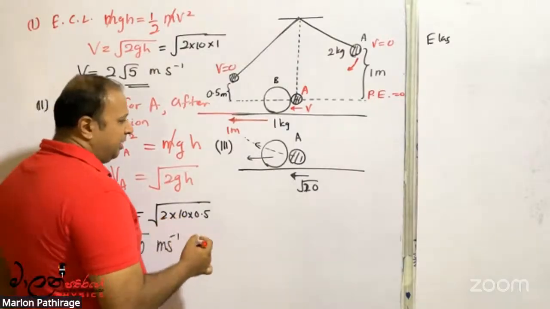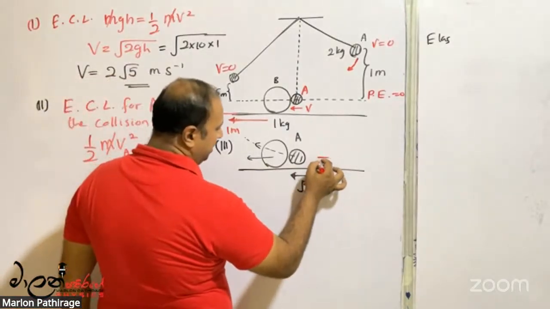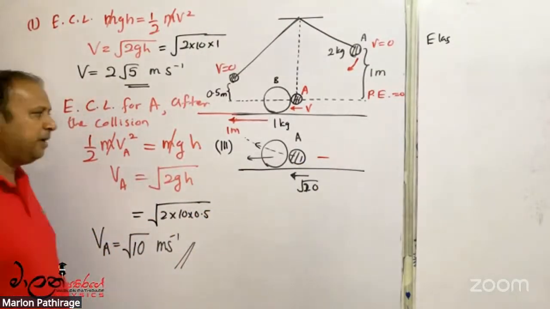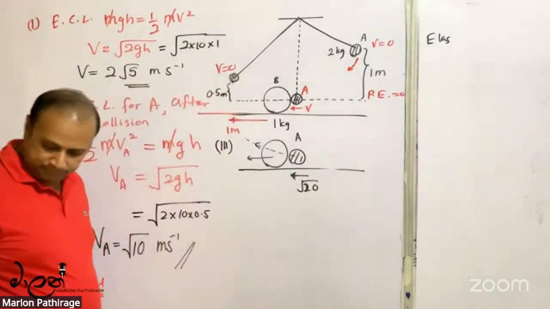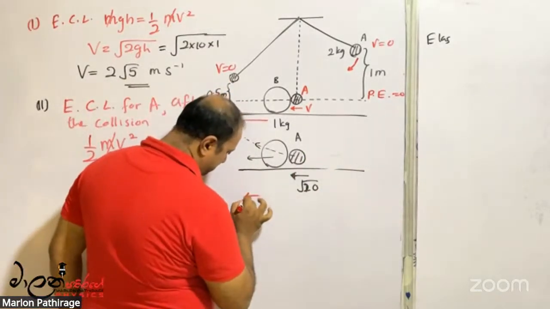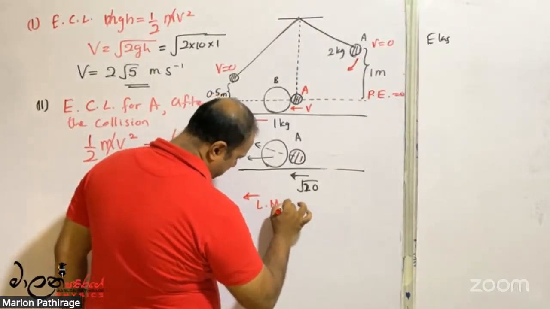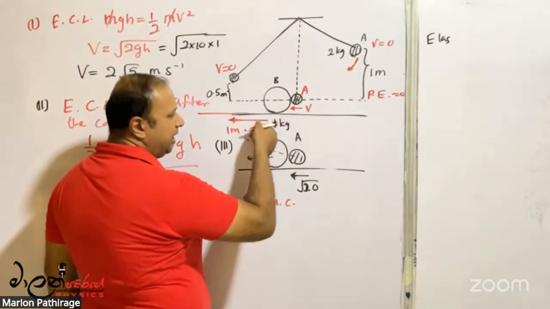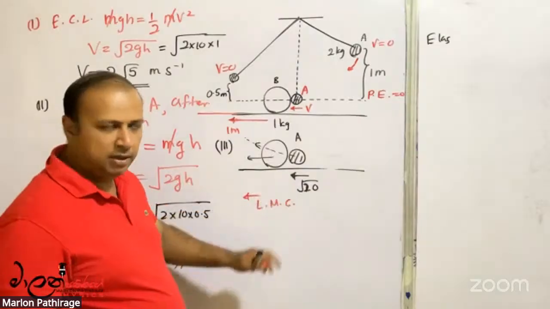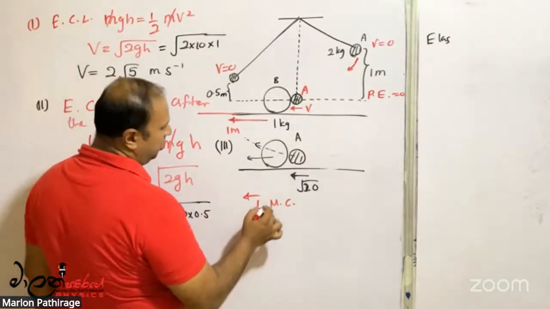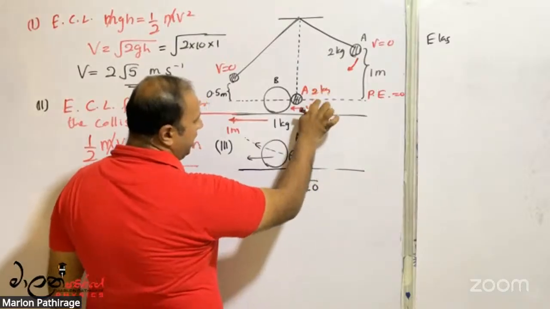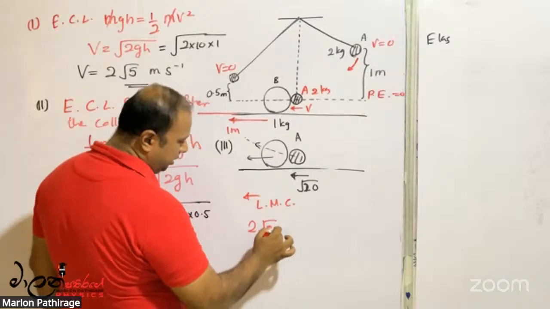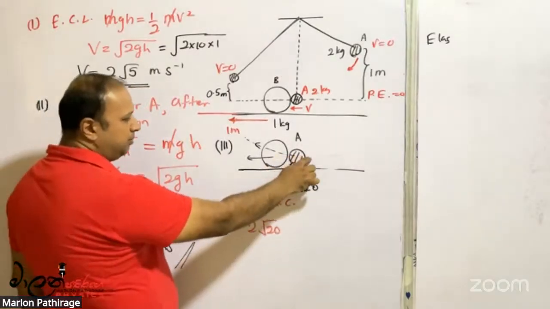So if we apply linear momentum conservation, initially this object was moving at a speed of v. mv means here 2 kg into v. That means 2 times root 20. That is the momentum of this object.